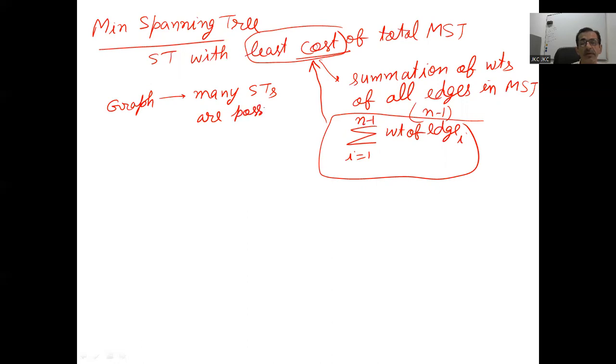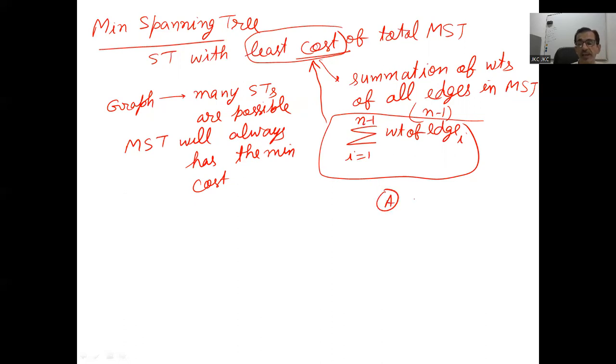But MST will always have the minimum cost, and there can be more than one unique MST. Like, for example, if I say I have here A, I have here B, I have here C, I have here D, I have all these connections.